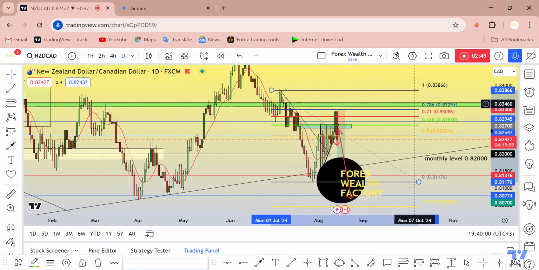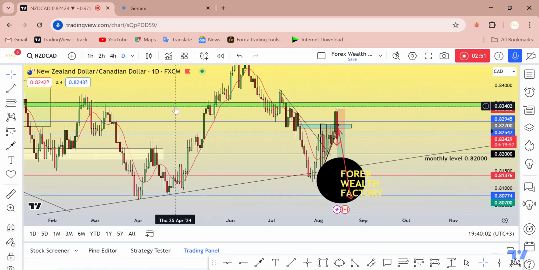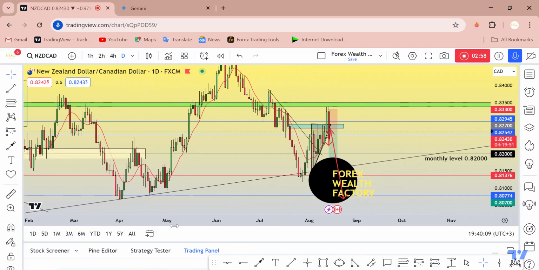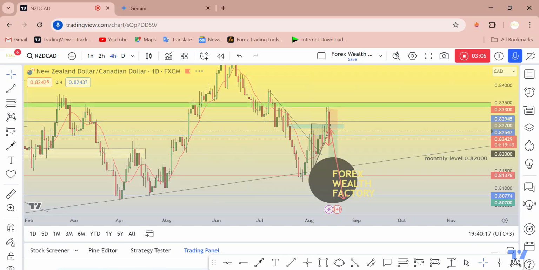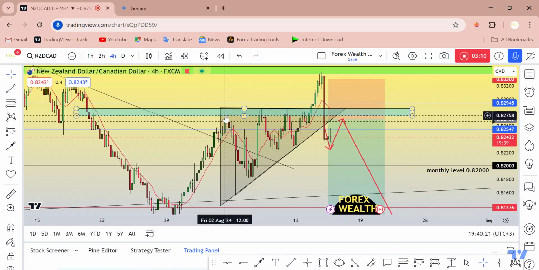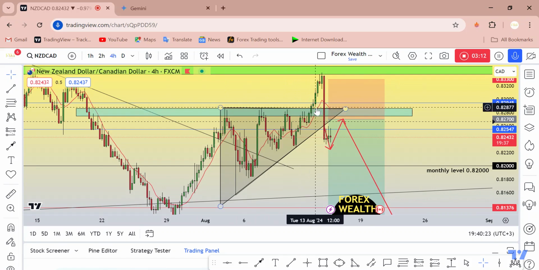The area of resistance also is pretty strong. The green block, this one, as you can see, is a very strong area for the price. So there is no confirmation for the price to move to the upside. We have multiple reasons to tell you that the price will go to the downside. So the only signal we had was just the breakout to the upside without retest.